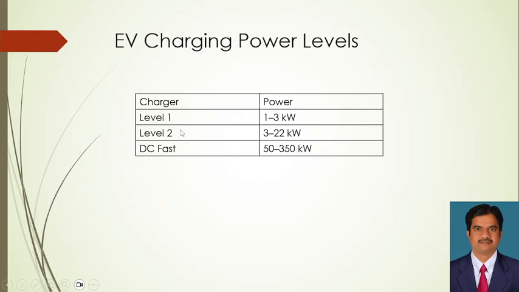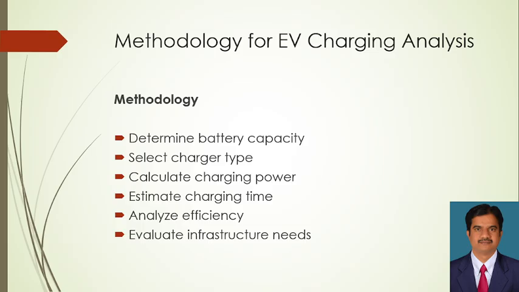Level 1 and level 2 can be supplied from the charging station. Level 1 can be supplied from the domestic 230 volts. Level 2 is also supplied from the domestic supply and also from charging stations. But DC fast charging is mainly for commercial use, so it is usually supplied from charging stations or public charging stations.